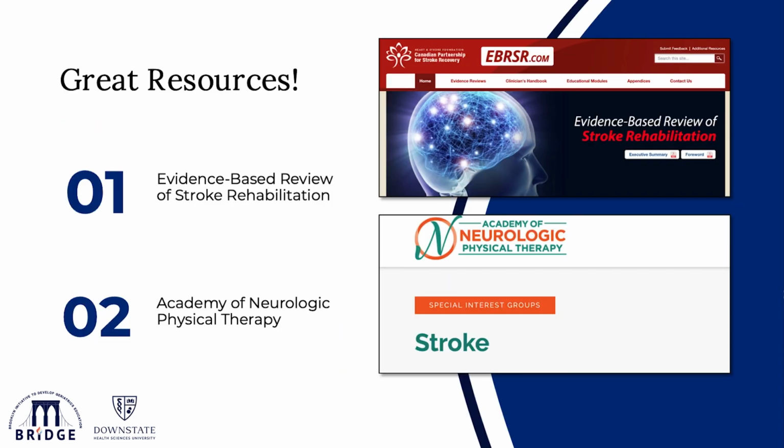There's some wonderful resources that one can actually look into, and that includes the evidence-based review of stroke rehabilitation, which has the latest evidence that is available to us in terms of how rehabilitation for people with stroke should be done. And the second is the Academy of Neurologic Physical Therapy. It has resources for patients, resources for healthcare providers, and resources for physical therapists, occupational therapists to really see what and what not should be done in people who have landed up with a stroke.